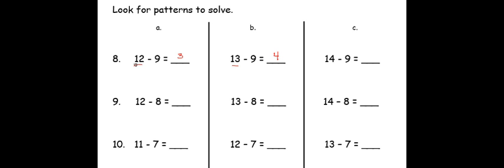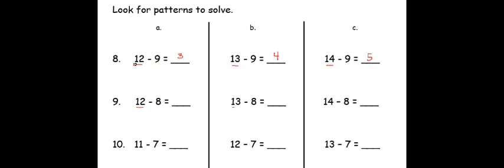In column C, I'm starting with 14 and I'm still subtracting 9. This time I'm starting with one more than I did in the previous column, so my answer should be 1 more than the previous answer. 14 minus 9 is 5. Looking in the next row, I have 12 minus 8, 13 minus 8, and 14 minus 8. So it's following the same pattern.